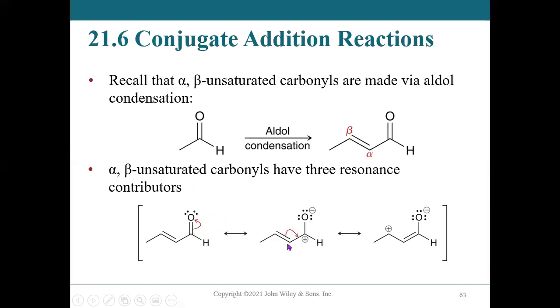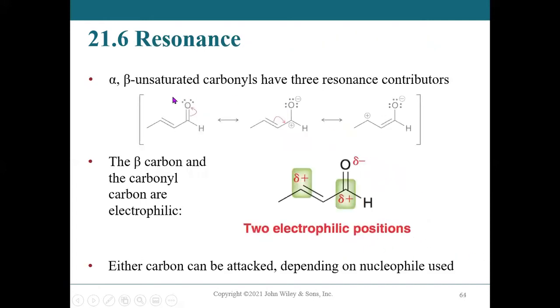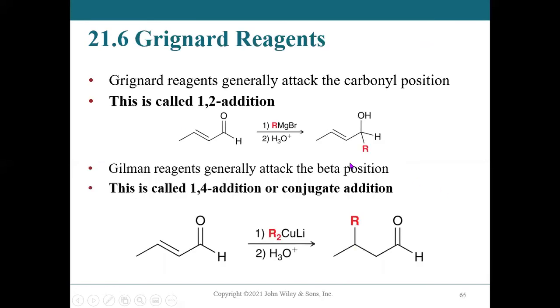So starting from this, we can have these 2 small structures. Alpha beta unsaturated carbonyl has 3 resonance structures here. The beta carbon and the carbonyl carbon are electrophilic. So either we can think of this carbonyl carbon is electrophilic, and this carbon is electrophilic. Therefore, either carbon can be attacked depending on the nucleophile used. The result is the so-called 1,2 addition and the 1,4 addition.